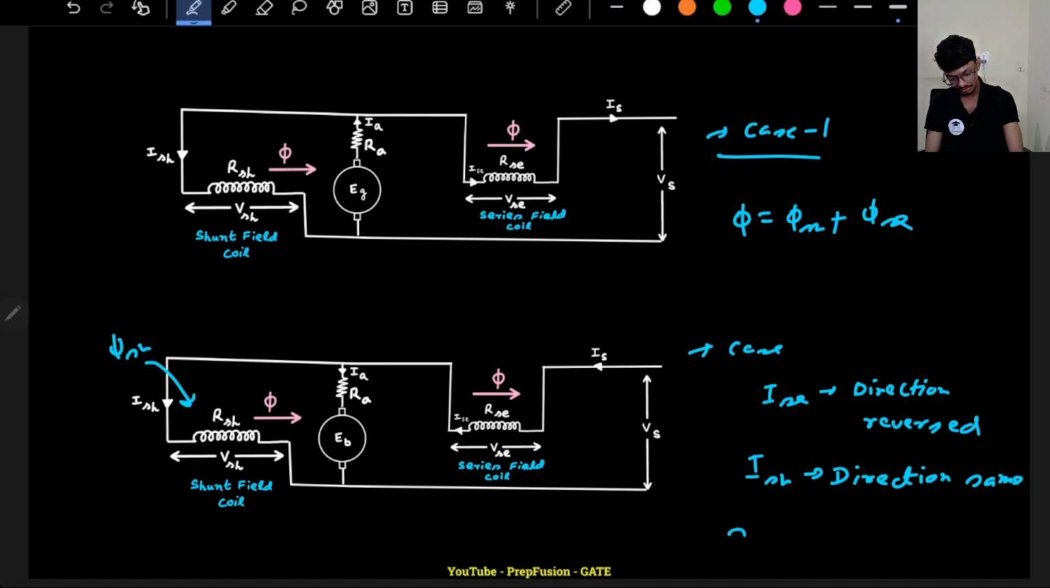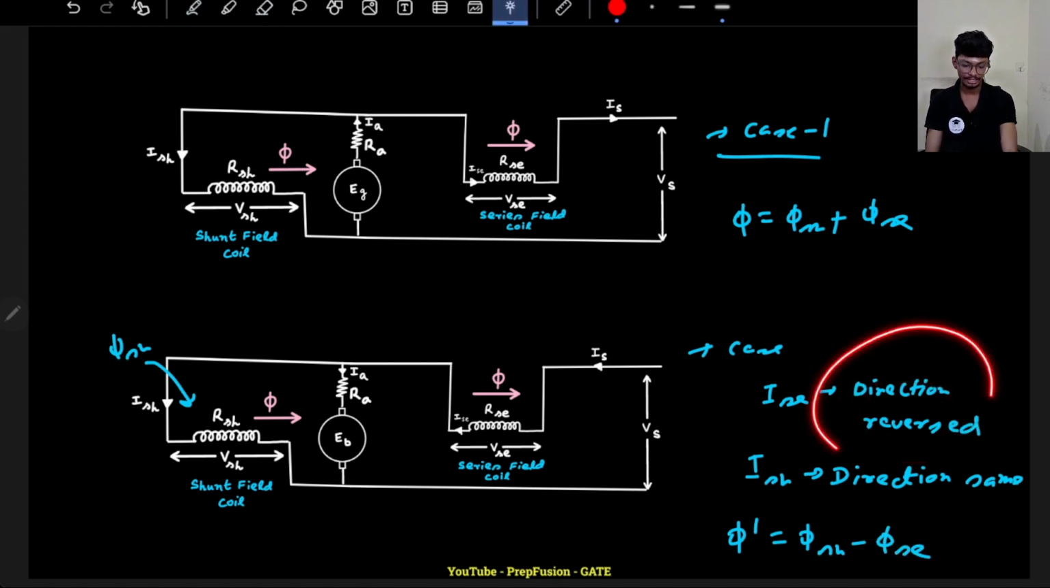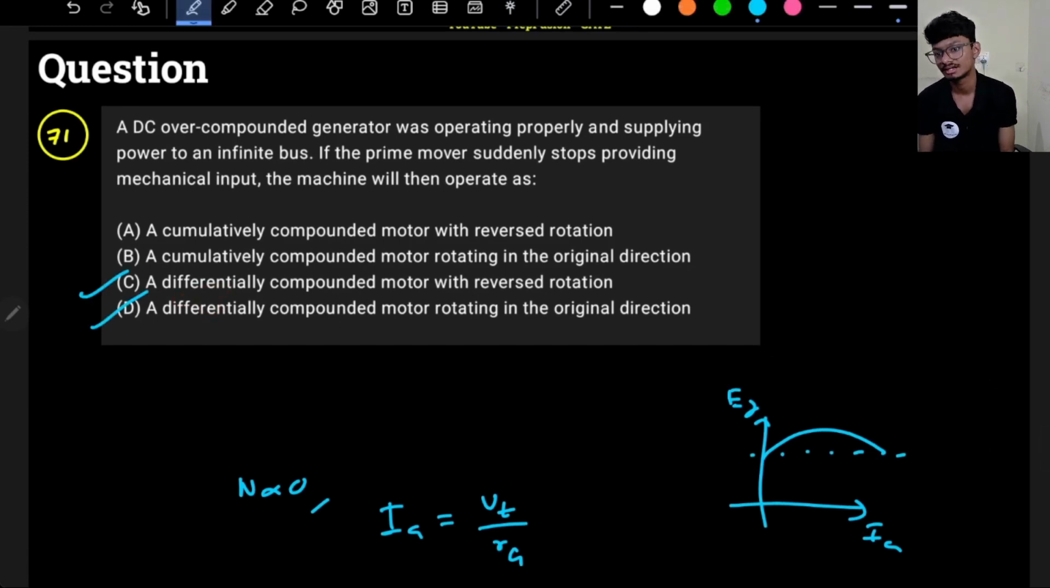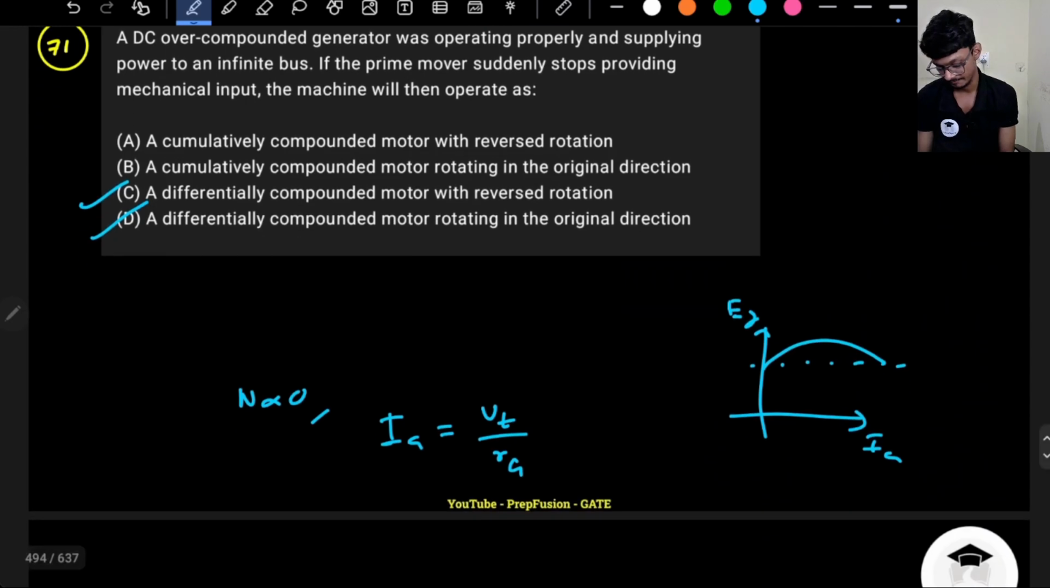So what will happen? The flux phi dash will now be phi sh minus phi se, because the direction has reversed here. The direction has reversed, right? Because previously the series current was in this direction, now the current is in this direction. So current is opposite. So it will operate as a differentially compound motor. It will not operate as a cumulatively compound motor. So this is the property, right?